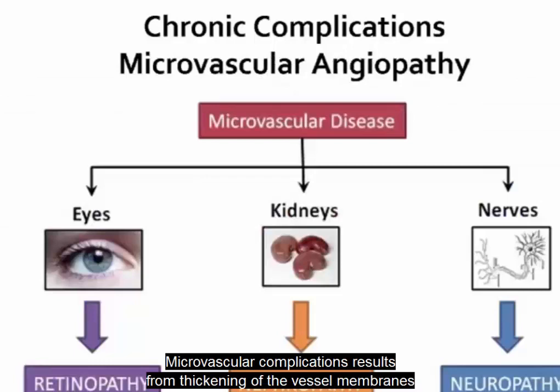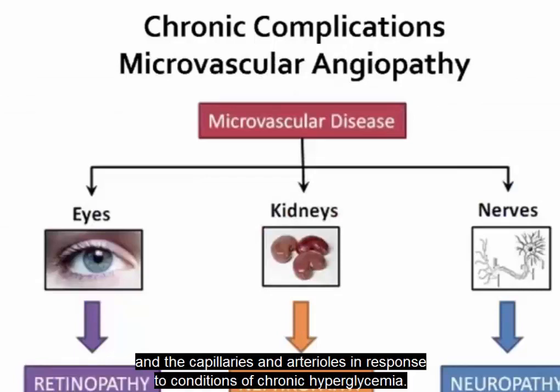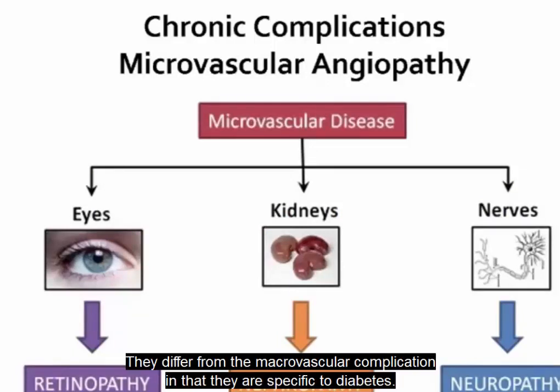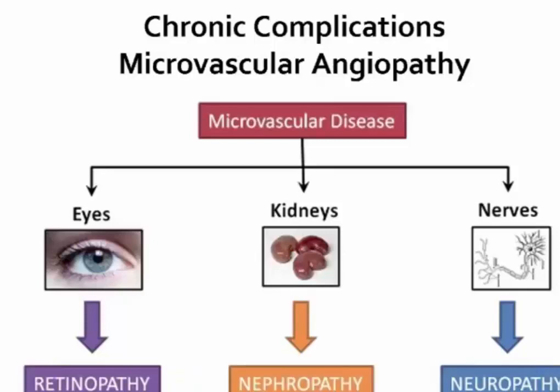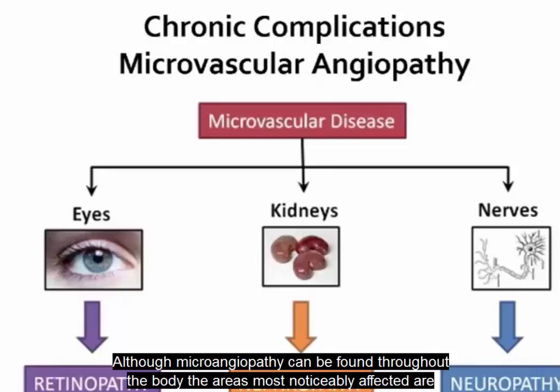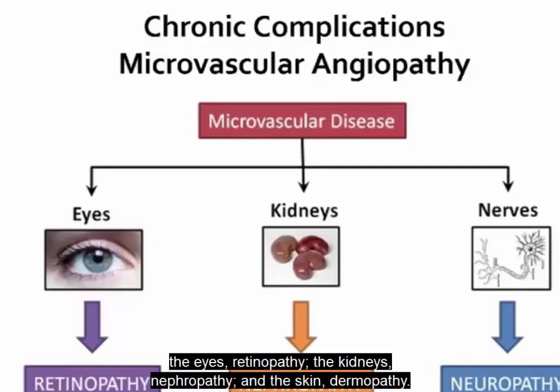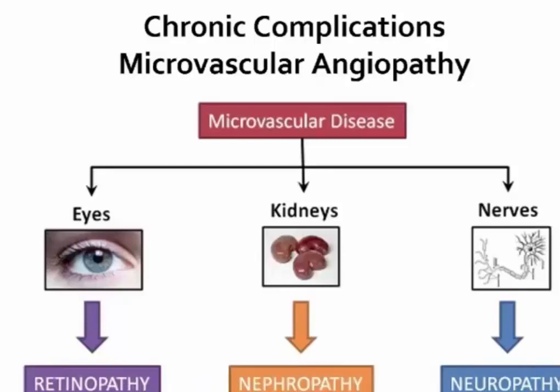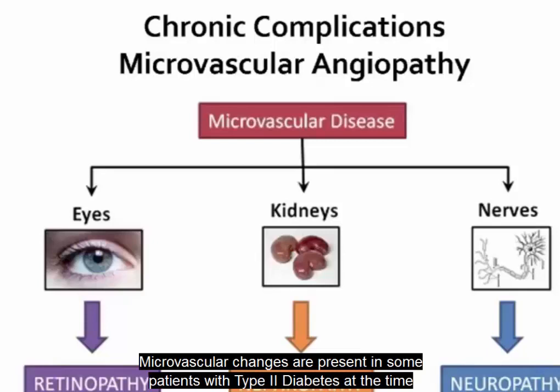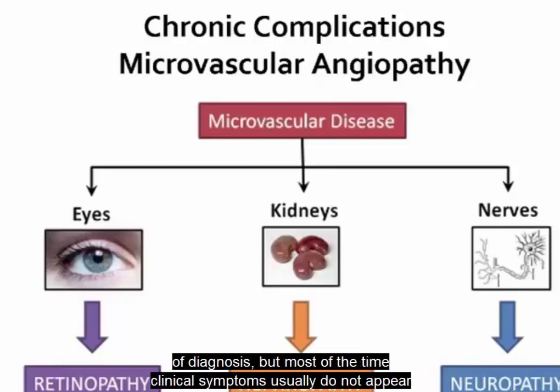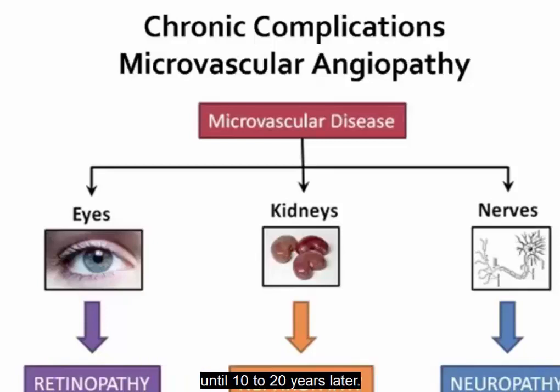Microvascular complications result from thickening of the vessel membranes in the capillaries and arterioles in response to conditions of chronic hyperglycemia. They differ from the macrovascular complications in that they are specific to diabetes. Although microangiopathy can be found throughout the body, the areas most noticeably affected are the eyes, retinopathy, the kidneys, nephropathy, and the skin, dermopathy. Microvascular changes are present in some patients with type 2 diabetes at the time of diagnosis. But most of the time, clinical symptoms usually do not appear until 10 to 20 years later.